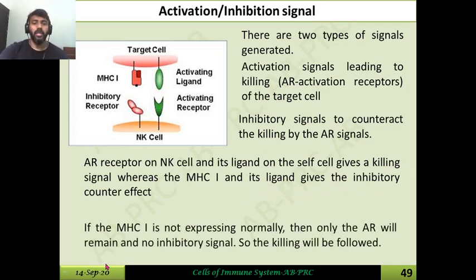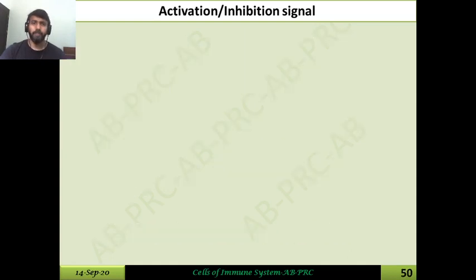Fine. So now you can understand how this MHC reduction will lead to destruction of the target cell. Right, because if the MHC class 1 is not expressed normally, if there is a reduction in the concentration, then only the positive signal persists. Only this signal will be the predominant signal available, and there is no inhibitory signal, so killing will be the result. All right, so I hope you understood this mechanism.